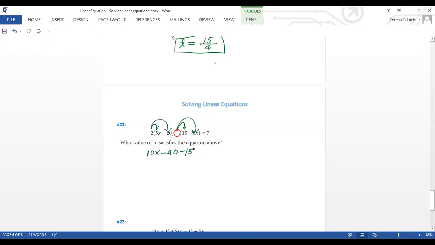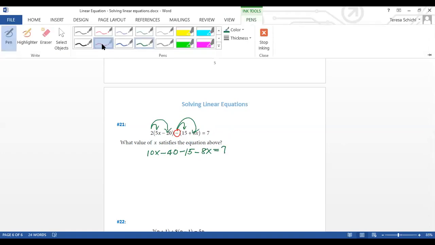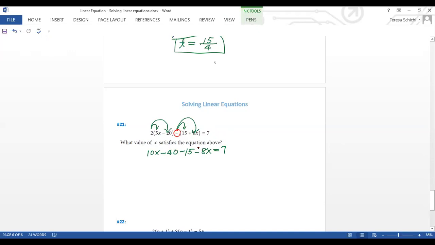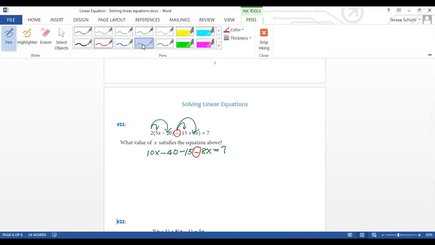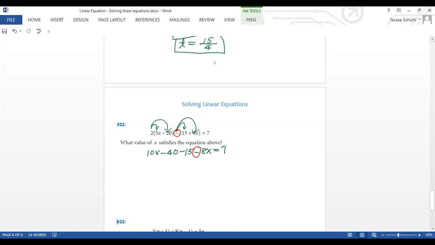So be careful. This negative sign has to carry over to both terms. So it's a minus ax equal to 7. Like I mentioned before, this is easy, but the majority of students make the mistake with this negative sign, because they forget and only carry it over to the 15. They need to carry it over to all of them, right?